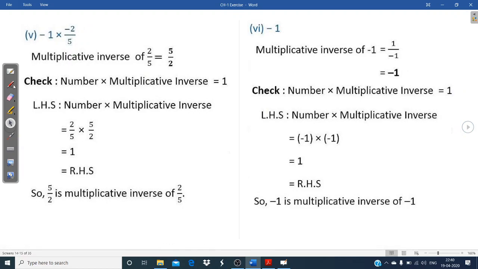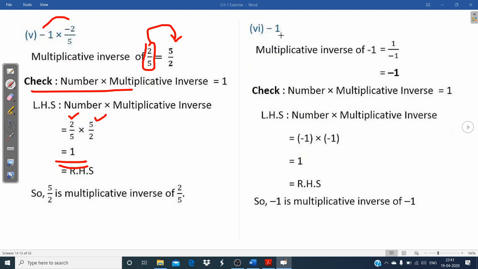Now, in the fifth part of the question, -1 into -2/5. Resolve it here itself. 1 multiplied by 2, you get 2 upon 5, minus minus plus. So you have to find the multiplicative inverse of 2 upon 5. Its reciprocal is 5 by 2. And you can check this also. When the number is multiplied by its multiplicative inverse, 5 by 2, everything cancels out and the final answer you get is 1.